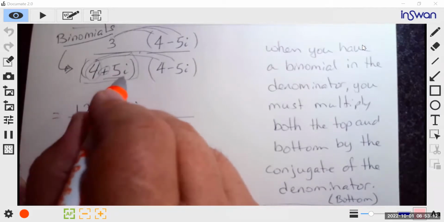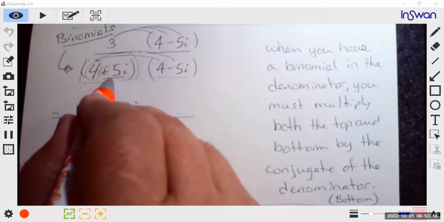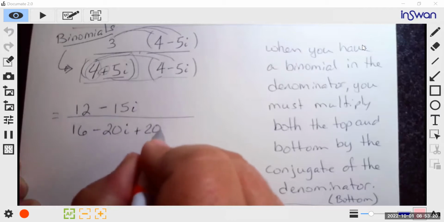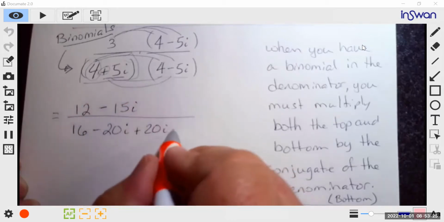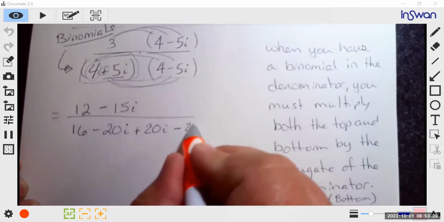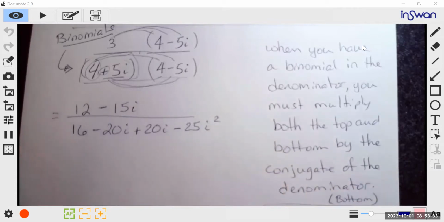Now we've got to multiply the second term to everybody in the other parenthesis. Positive times positive is positive. 4 times 5 is 20i. Positive times negative is negative. 5 times 5 is 25. I times I is I squared.